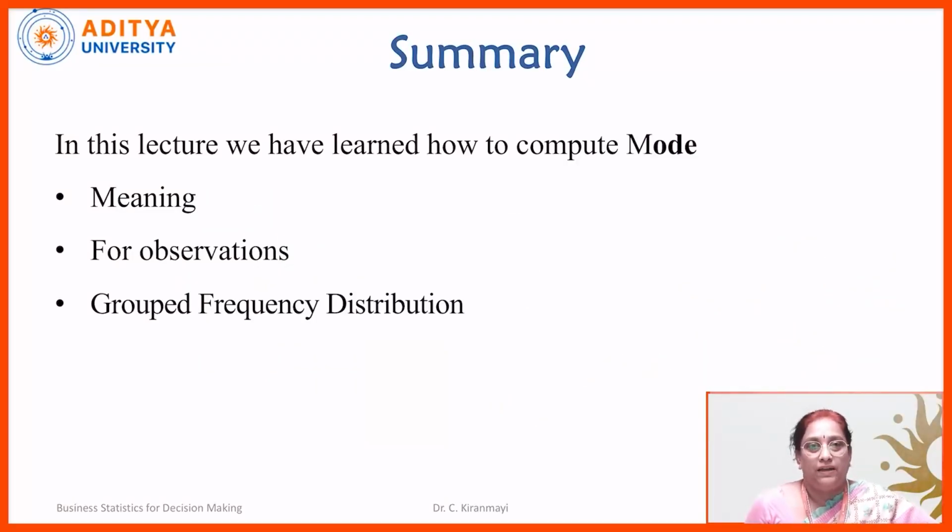By the end of this lecture, we understood what mode is and how mode is different from mean and median, when to use the measure mode, and various application areas where we can use mode. We have also understood how to compute mode in case of observations and in case of grouped distribution. Thank you.